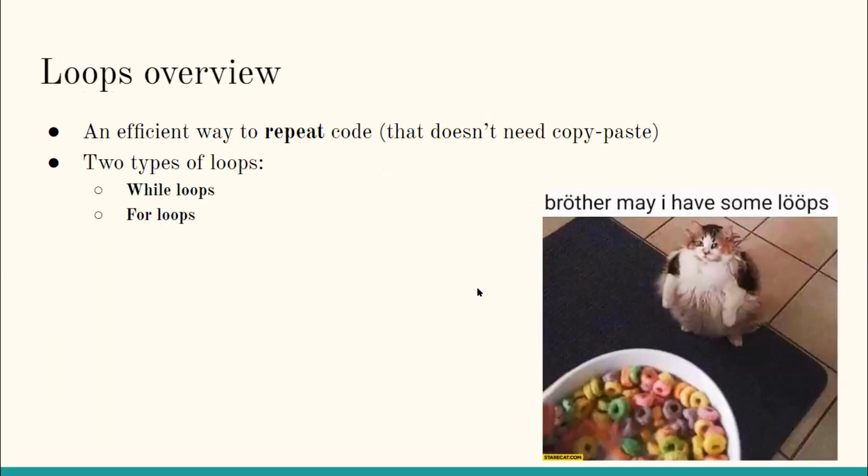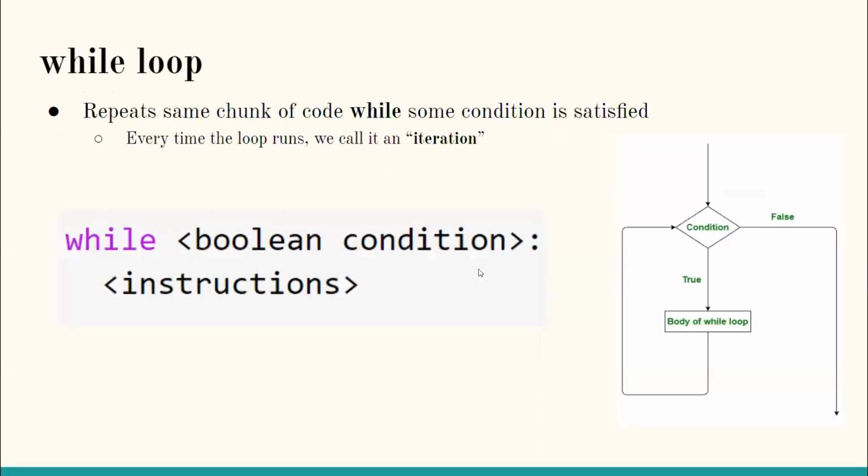So what are loops? Loops are an efficient way to repeat code. There are 2 different types of loops, while loops and for loops, and we'll be covering just while loops today, and for loops we'll cover in future workshops. So while loops, what do they do? Well, they repeat some instructions or a chunk of code while a condition is satisfied. Each time the loop runs, we call it an iteration.